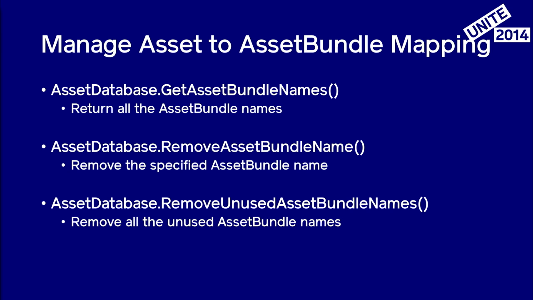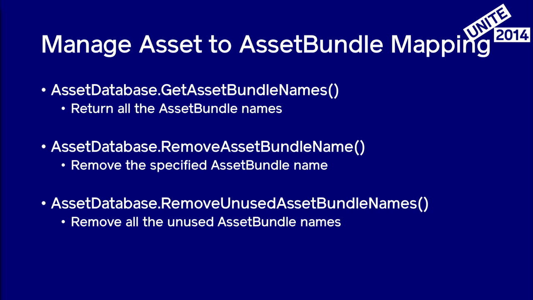We also provide some APIs on the asset database to manage the mappings. The first one is GetAllAssetBundleNames. It just returns all the AssetBundle names in the asset database. RemoveAssetBundleName will remove the specified AssetBundle name from the asset database. Actually, it also accepts a bool flag to indicate if you want to force delete the AssetBundle name which is actually in use. RemoveUnusedAssetBundleNames, as the name indicates, just removes all the unused AssetBundle names.